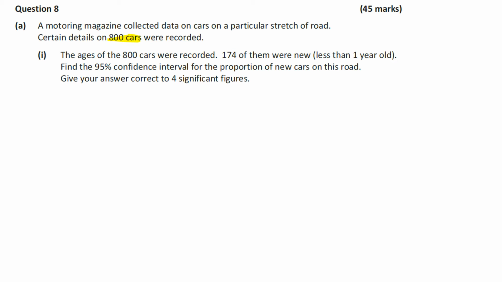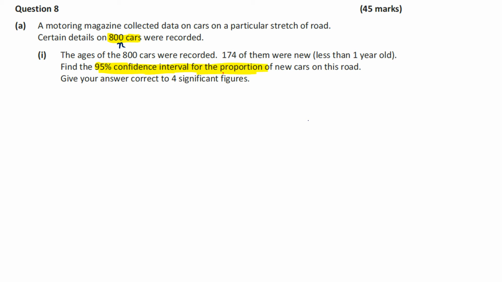So we're talking about a sample. So 800 cars. If we talk about how many things are in the sample, that will tell us n. The ages of the 800 cars were recorded. 174 of them were new, so less than 1 year old. Find, and this is going to be important, the 95% confidence interval for the proportion.